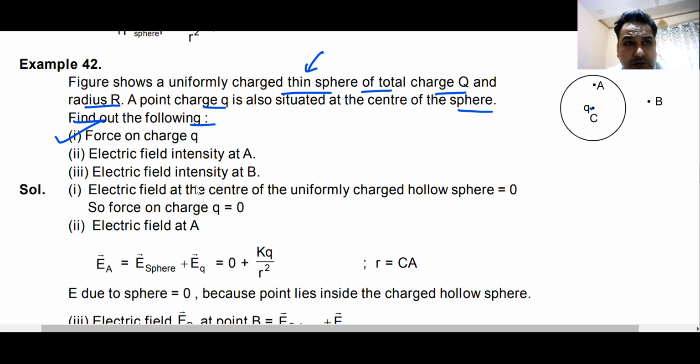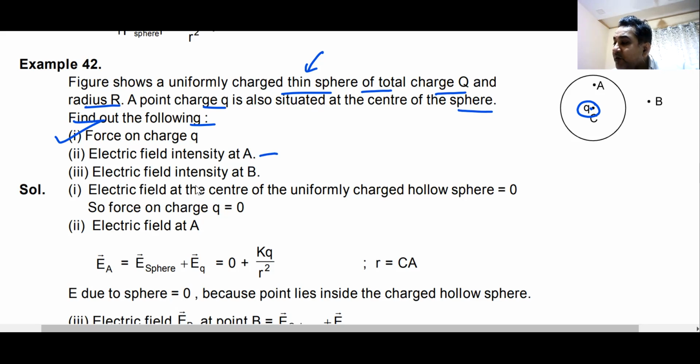Force on charge Q. Inside the shell, electric field is 0. So force on charge Q will be 0. Do we understand this? Yes or no? The electric field at the center of the shell is 0. So force will be 0.